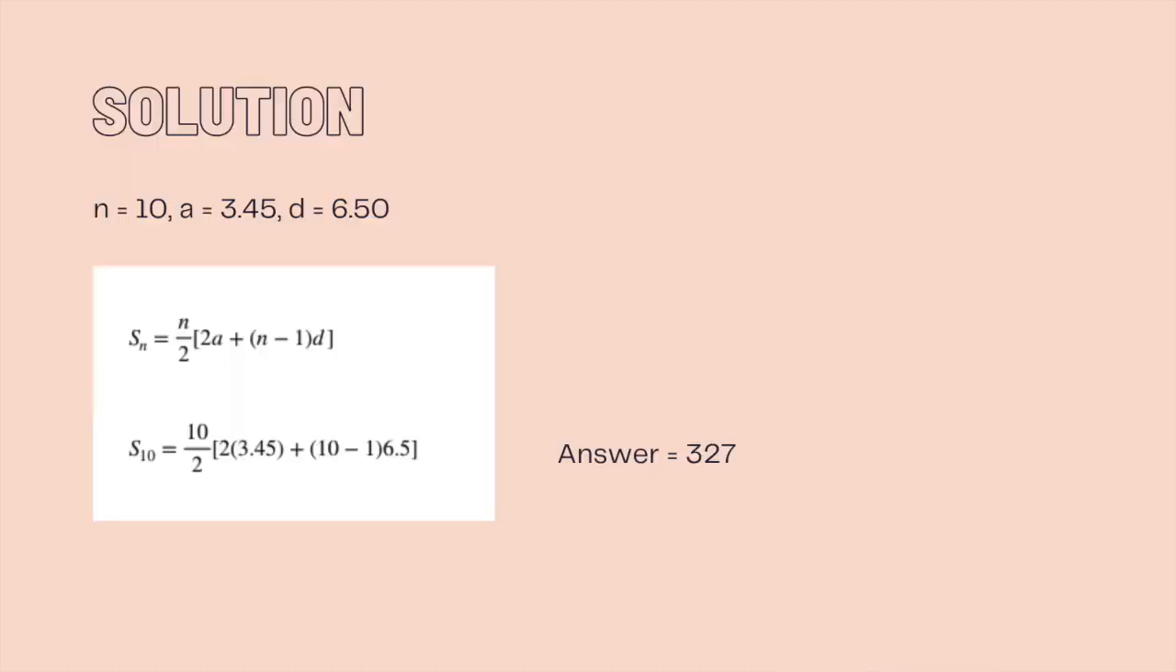From the problem, we know that this is an arithmetic series problem. Next, we identify what is a, d, and also n. Given here is the sum of an arithmetic series formula, which is Sn equals n over 2 times (2a plus (n minus 1)d). By substituting the values, we get the final answer, which is 327.